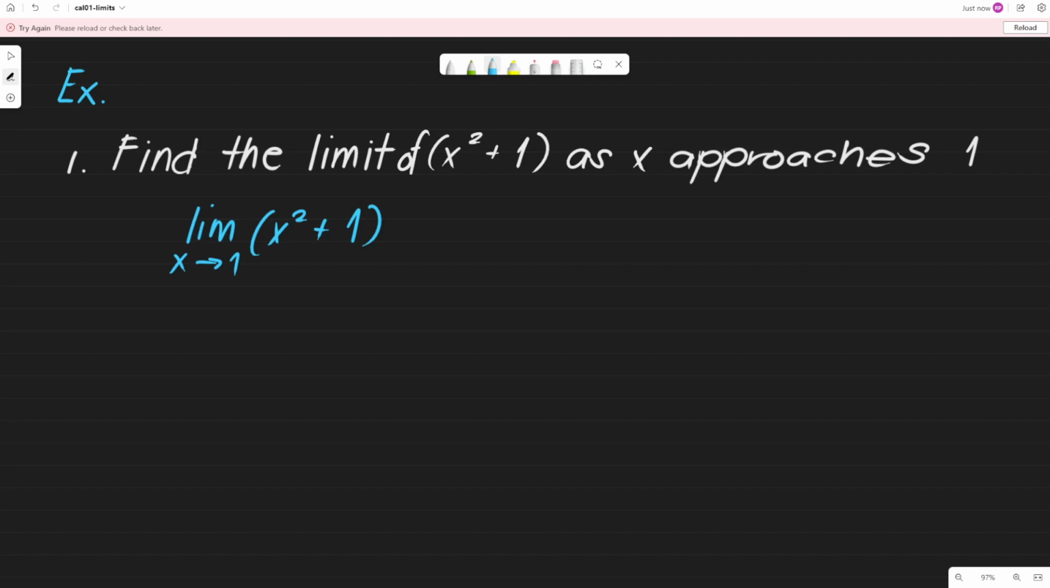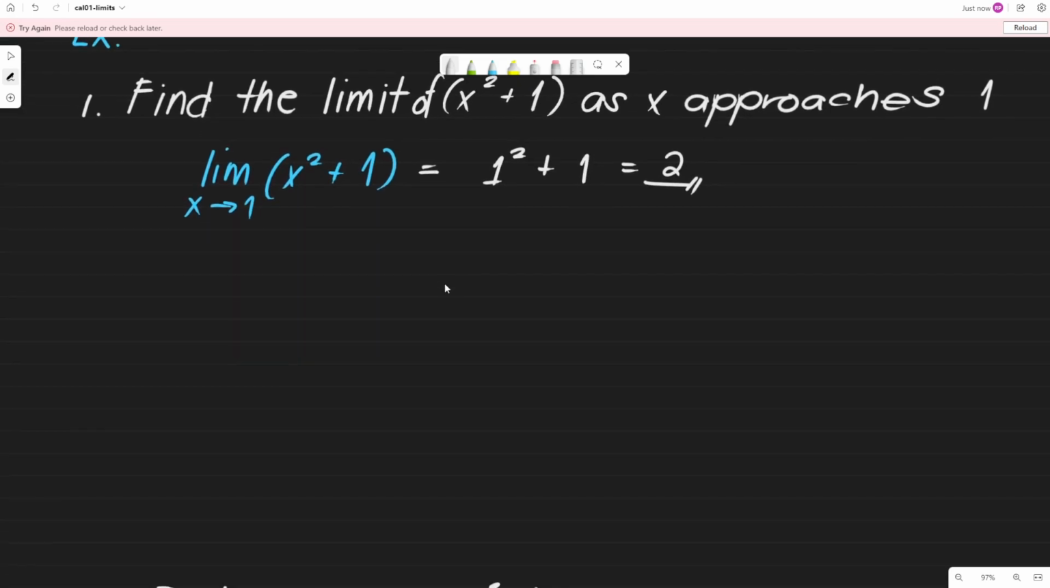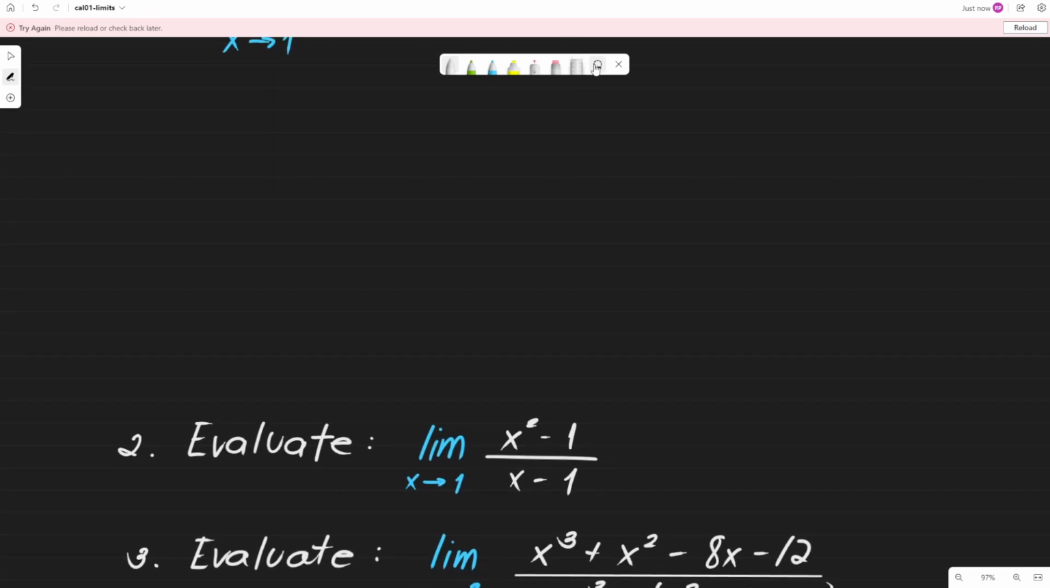So isa-substitute lang natin yung limit value dun sa variable natin, kung saan siya nag-approach. So we have 1 squared plus 1. So obviously that is equal to 2. Ayan. This is the value of our limit, yung limit ng ating function as x approaches 1. Okay? Next.